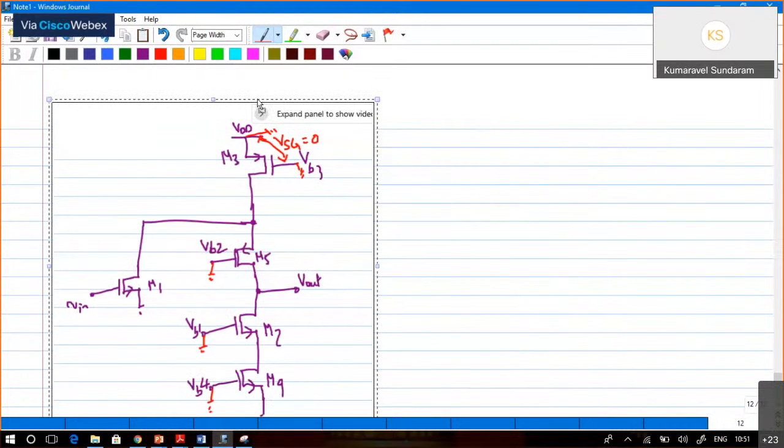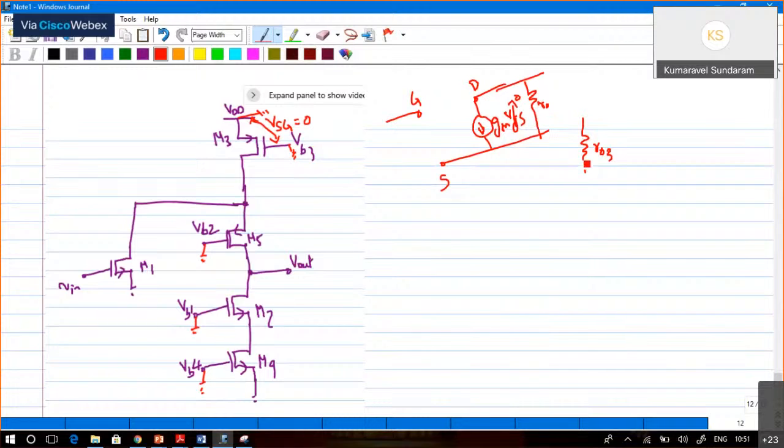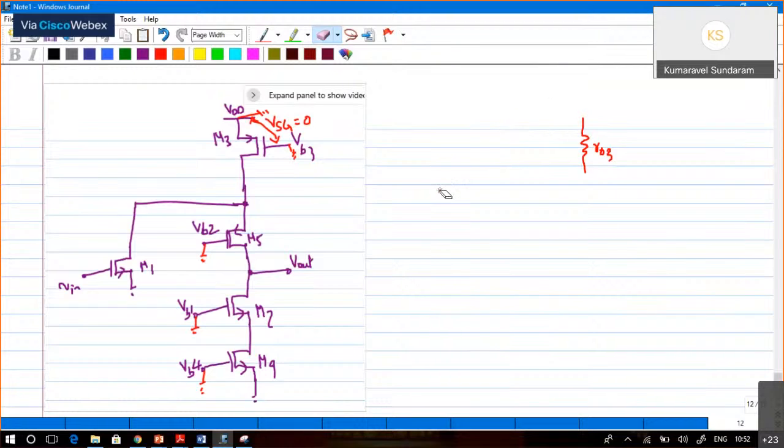I'm going to draw this as R0 because if you see gate, source, drain. So for a MOSFET, GM times VG. If VG is equal to 0, there will be no current. Only R0 will be there. So the R0 will be over here. So R03 will be grounded. This is going to be grounded.